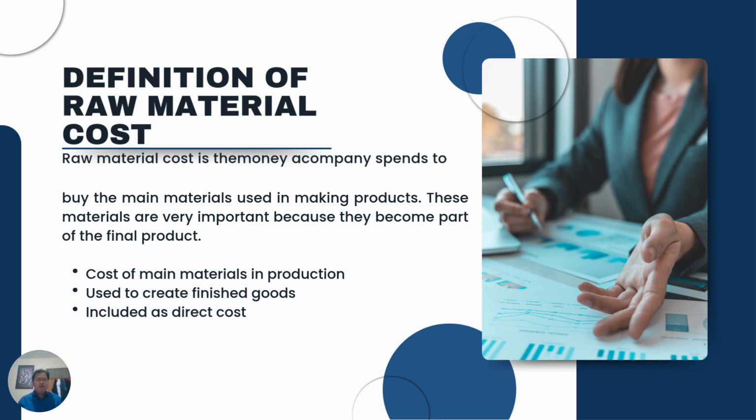Definition of raw material costs. Raw material costs is the money a company spends to buy the main material used in making products. These materials are very important because they become part of the final product. First, cost of main materials in production. Second, used to create finished goods. Third, include as direct costs.